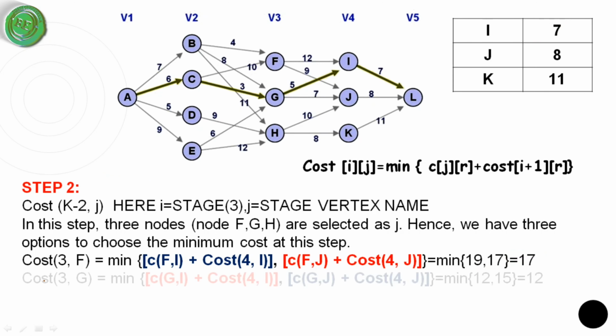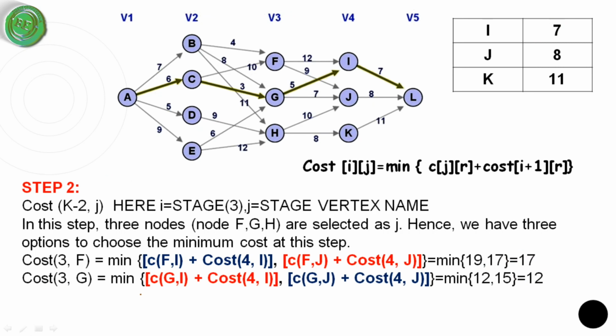And coming to the next vertex G, so we are going to select the minimum one, that is either from G to I or either from G to J. After calculating, we are going to select. So the cost of G to I is equals to 5 plus cost of fourth stage I vertex is 7. So 5 plus 7 is 12 and cost of G to J, its value is 7 plus cost of fourth stage J vertex is 8. So 8 plus 7 is equals to 15. So we are going to select the minimum, that is 12.